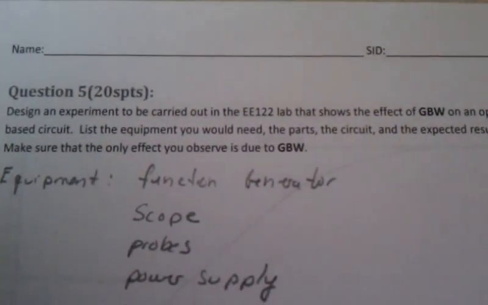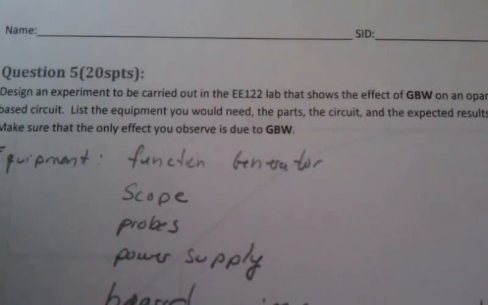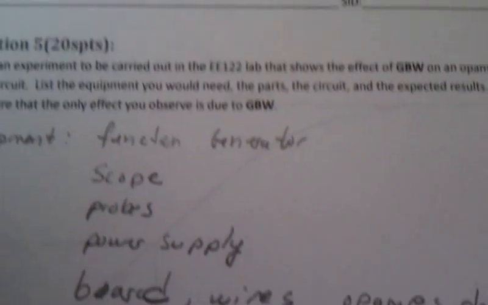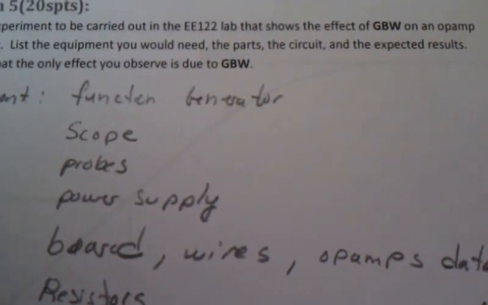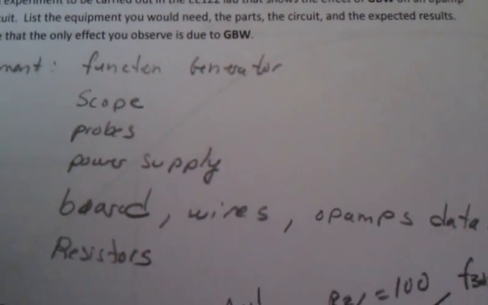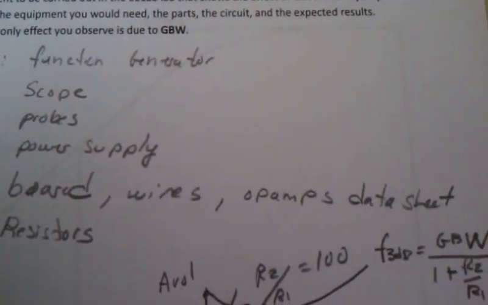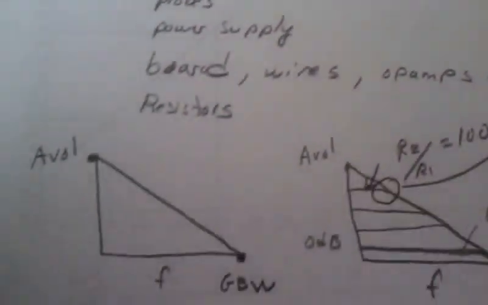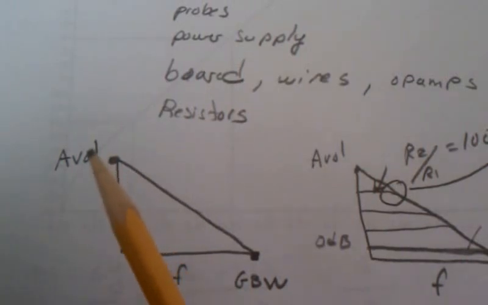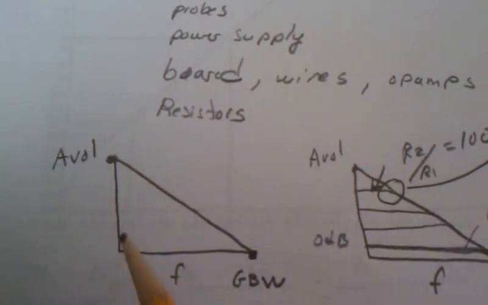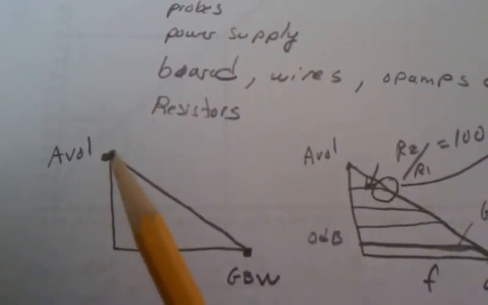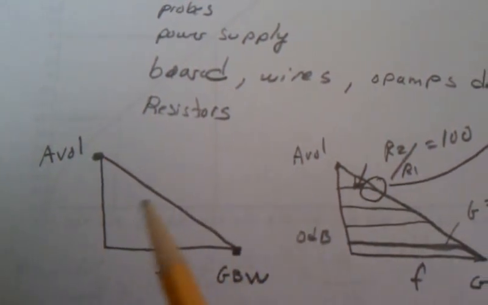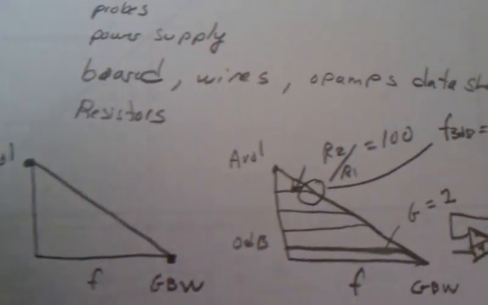Here I want you to design an experiment that shows the effective gain bandwidth on an op-amp based circuit. What do you need? You need a function generator, scope, probes, power supply, boards, wires, op-amps, data sheet, and resistors. Now the trick is that if I took the open loop gain at 0 hertz, or very near 0 hertz, and the gain bandwidth, I'd get this triangle of possible things that I can design.